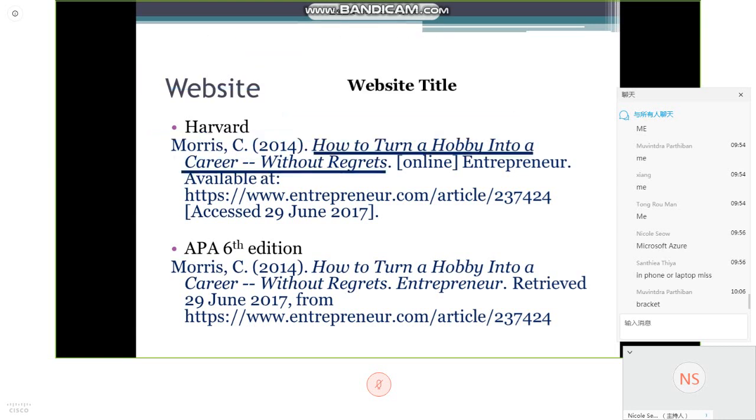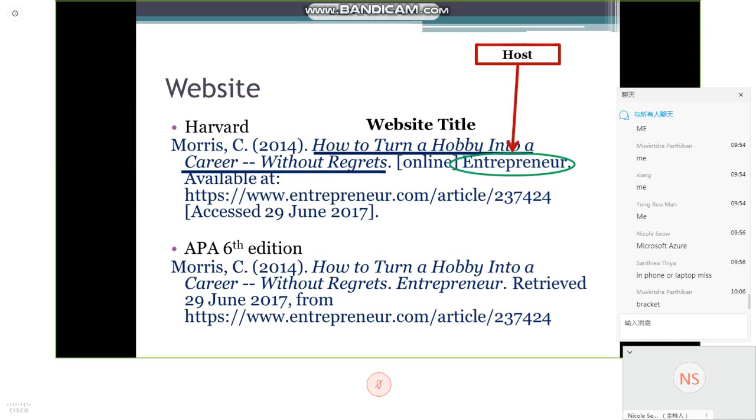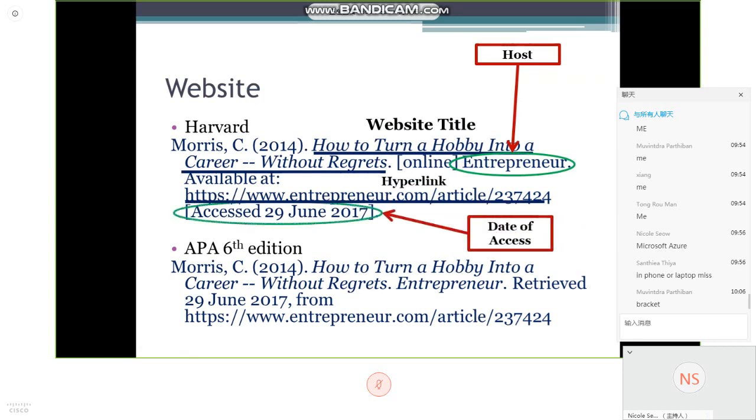Okay, so pretty much the front is similar to the books. You have your author, surname, initial, year of publishing, and that year of publishing is when the website, or the article for the website, was published. Then you have the website title. Okay, that over there highlighted in green is the host. So some websites will have a host. Now I'm going to show you what it means by host. So this is very important. Okay, then you must include the hyperlink followed by the date of access.